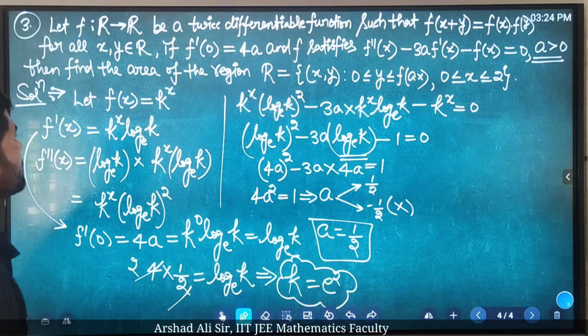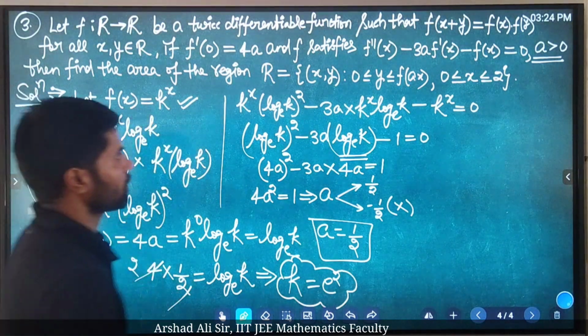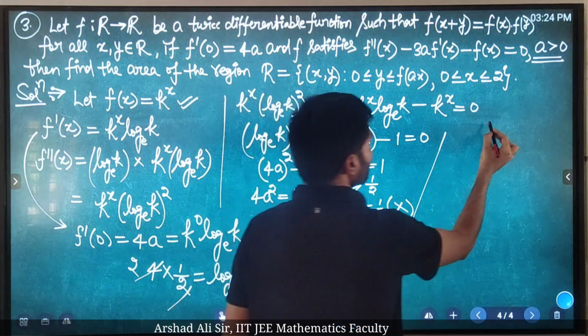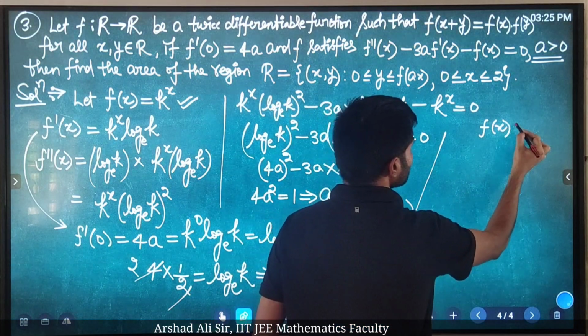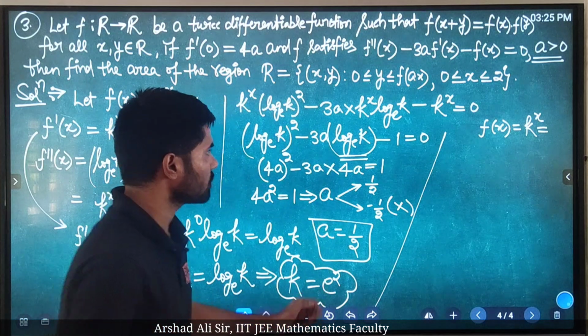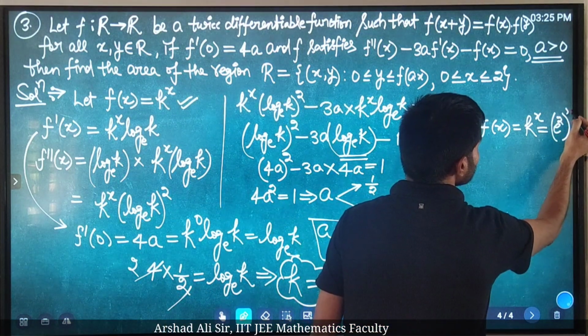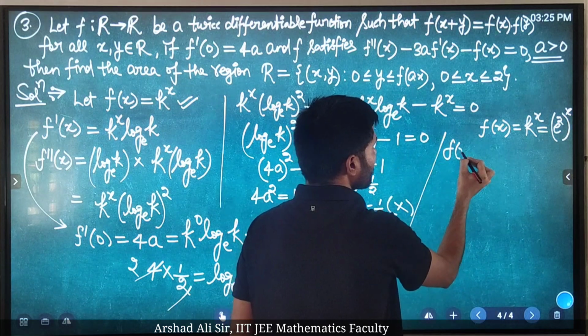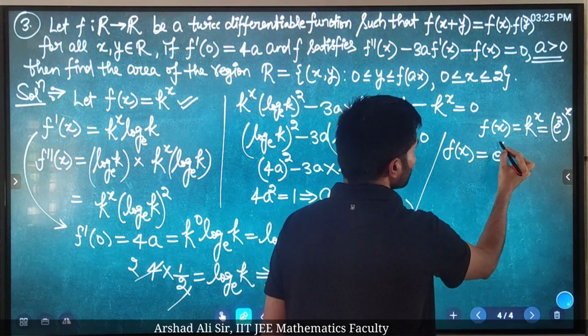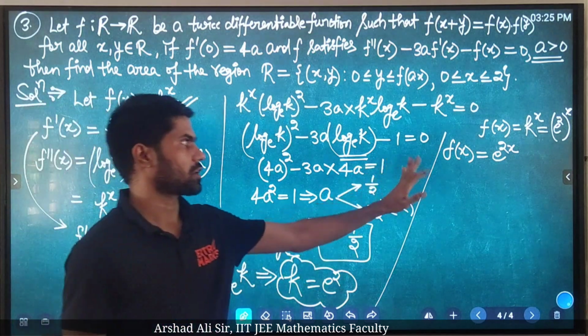But our main problem is the function. What is the function? f of x is equal to k to the power x, and k is nothing but e to the power 2. So e to the power 2 and whole power x. So we can say we are getting this function e to the power 2x. Okay students, finally we get to this function.